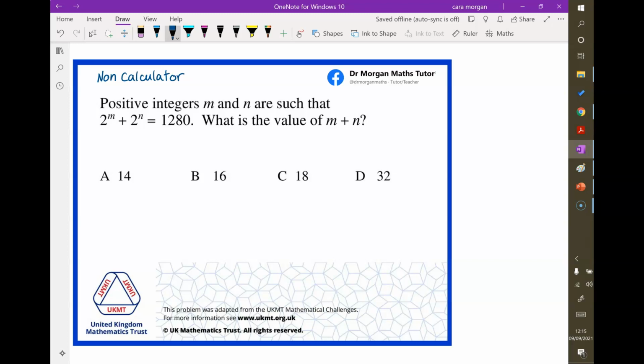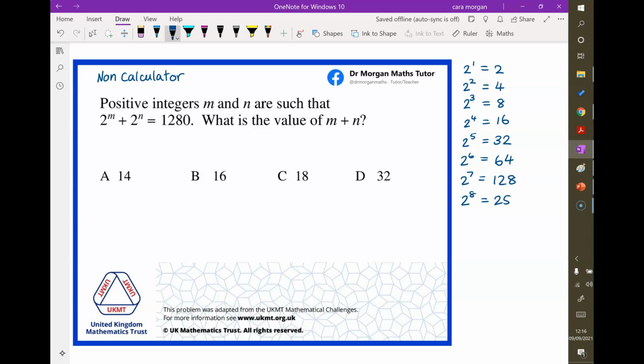So the first thing I notice is that we've got to add powers of 2 to make 1280. So I think the very first thing I might start doing is just write down all my powers of 2 that I think might come in handy. So I've got 2, 4, 8, 16, all the while just doubling those answers. Because ultimately I've got to add 2 of these powers together to get to my final value.